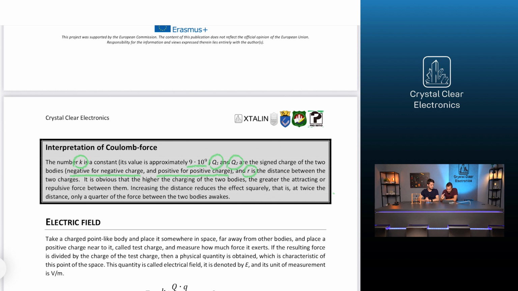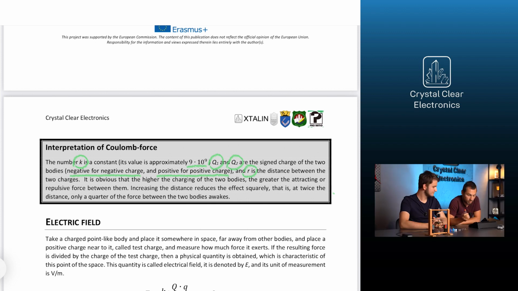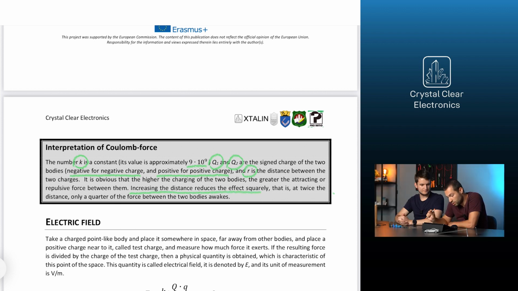It's obvious that the higher the charging of the two bodies, the greater the attracting or repulsive force is between them. Increasing the distance reduces the effect squarely, that is, at twice the distance, only a quarter of the force between the two bodies exists.